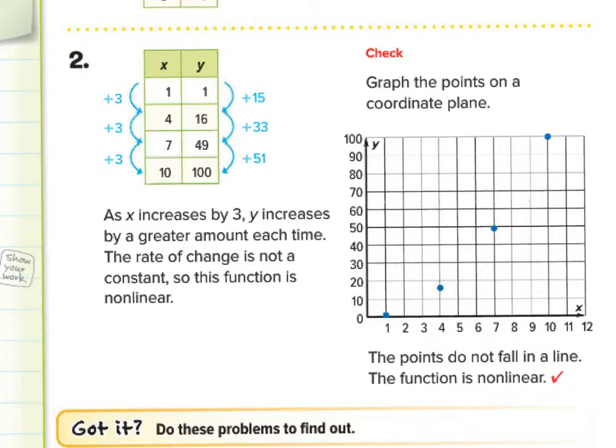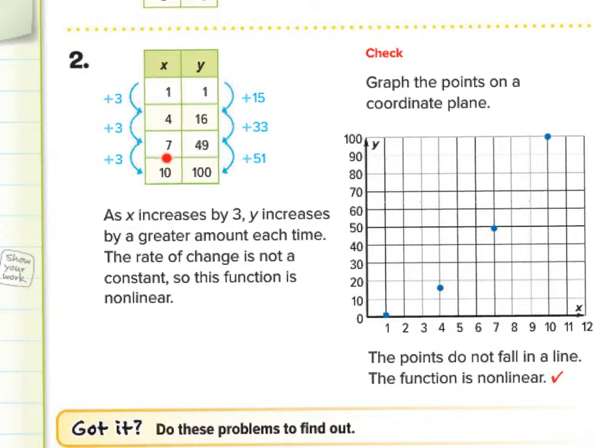sorry, first not by 18, I made a mistake. I looked at the wrong numbers. I looked at this number to this number. It increased by 15, and then increases by 33, and then it increases by 51. So clearly, the change, the output, is not a constant rate of change.